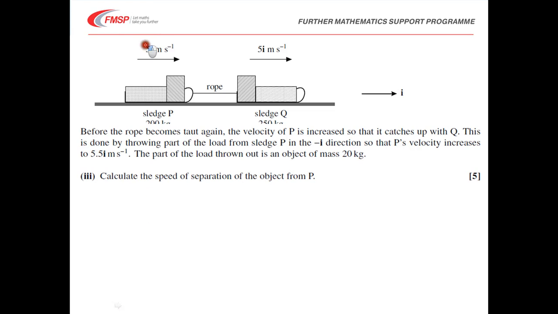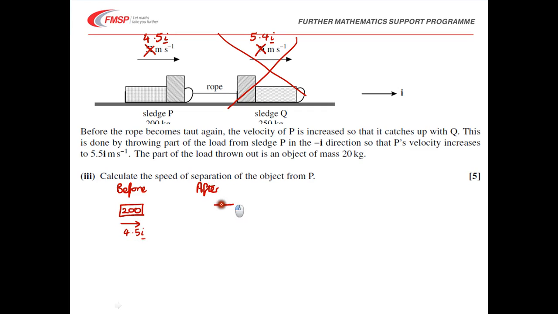So the rope becomes taut again. I'm just going to put in the speeds that we got out of that previous part of the question. So now P is moving at 4.5I meters per second, and Q is moving at 5.4I meters per second. And in actual fact, in this part of the question, we're not interested in what's happening with Q, we're just interested in what's happening to P. So I'm just going to do a quick before and after sketch here. Before the impact, P, excuse my badly drawn diagram here, P, which has mass 200, is moving forwards at 4.5I. After the impact, the sledge is still moving forwards, and it's the final velocity of that sled that we're going to be looking for.